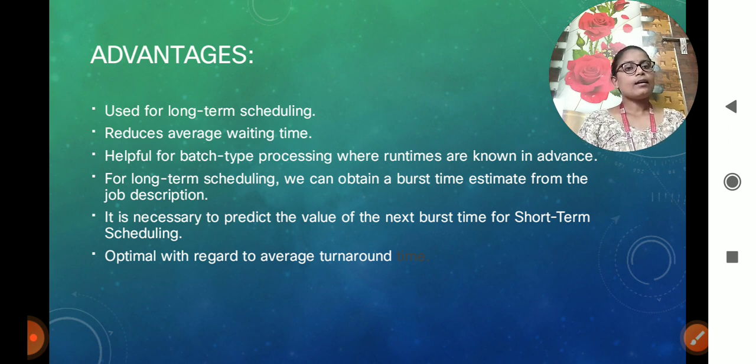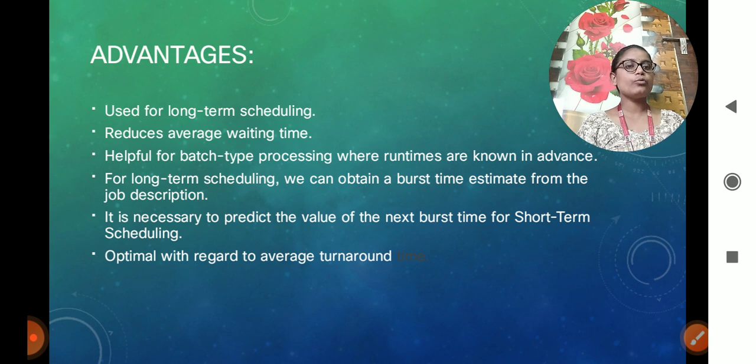It has a lower average burst time, and it is helpful for batch type processing where runtimes are known in advance. For long-term scheduling, we can obtain a burst time estimate from the job description. It is necessary to predict the value of the next burst time for shortest job scheduling. It is optimal with regard to average turnaround time. Average turnaround time is optimal in the case of the shortest job first algorithm.